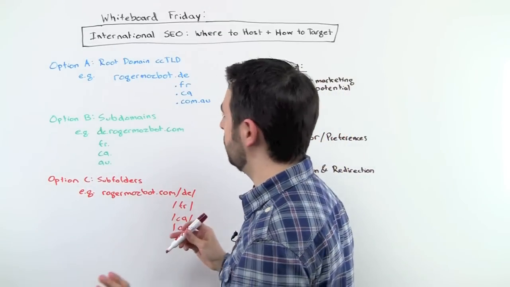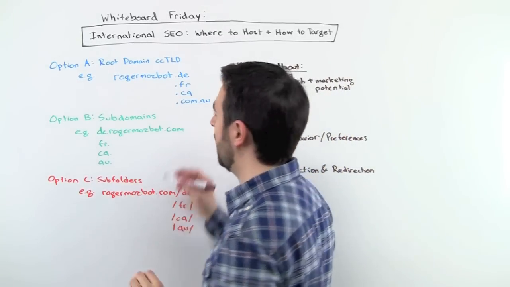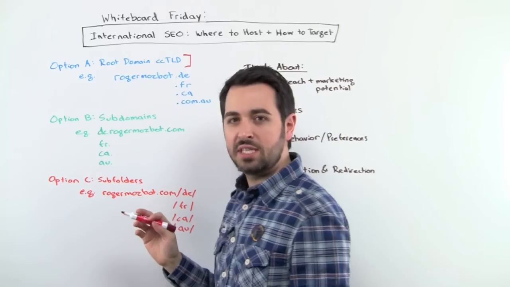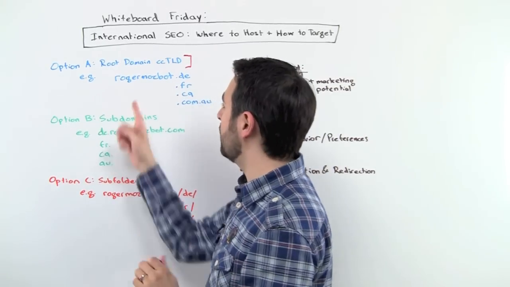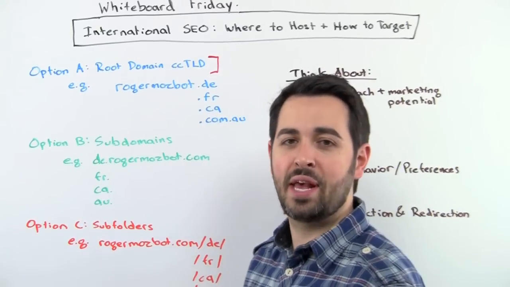So walk through with me some of the options that we've got here. First, option A, right? You can go with a root domain ccTLD. So this would be, for example, let's say our friend Roger Mozbot is starting up a blog and he's got content in lots of different languages, right?